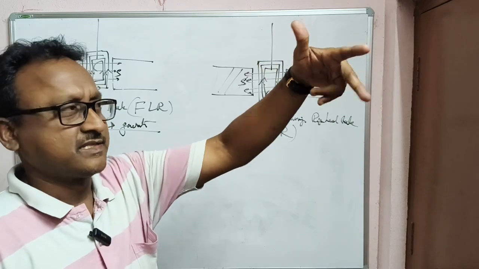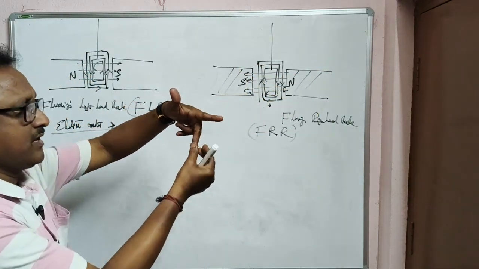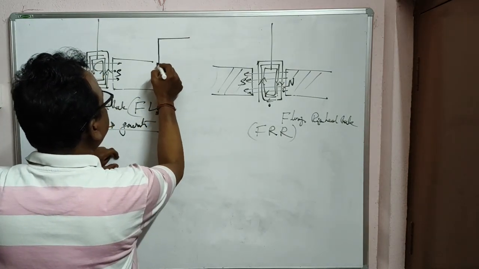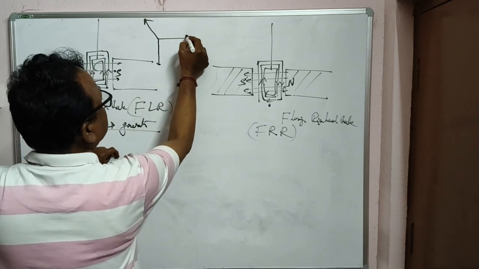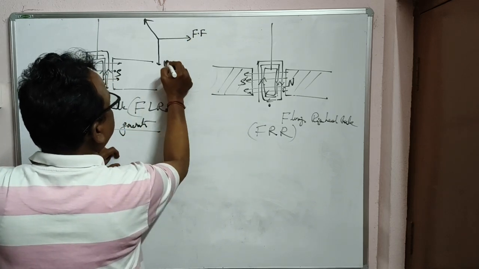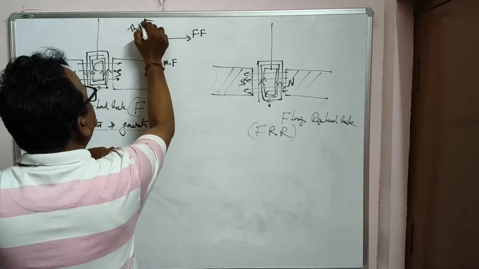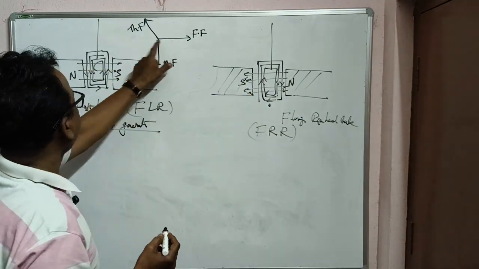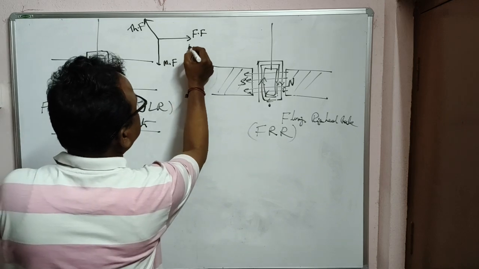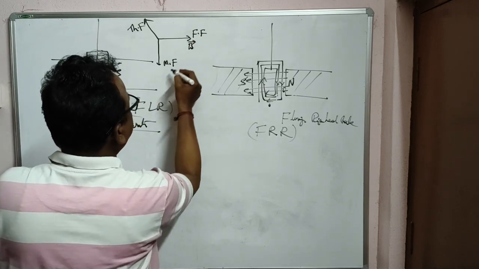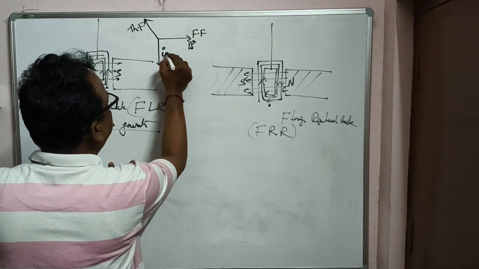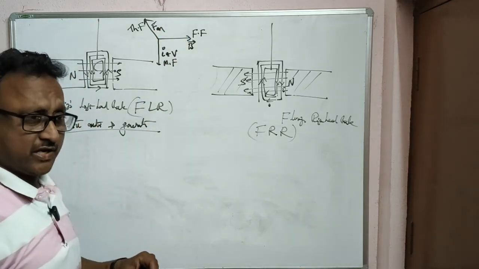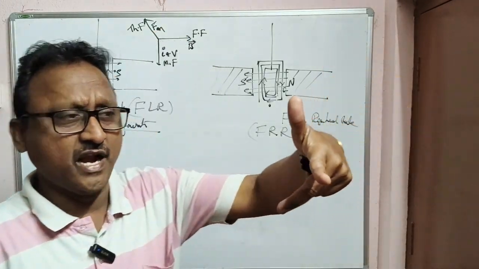See your left hand, stretch three fingers of your left hand: forefinger, middle finger, thumb finger. This is the forefinger, this is the middle finger and this is the thumb finger. Now these three are perpendicular to each other. The forefinger indicates the direction of magnetic field, the middle finger indicates the direction of current or velocity, and the thumb finger indicates the magnetic force. Are you following? So according to Fleming's left hand rule, you can find the direction.